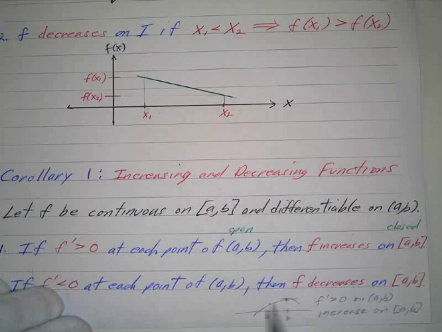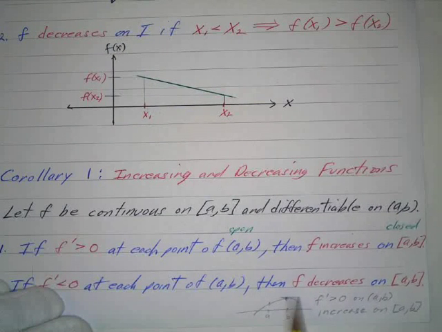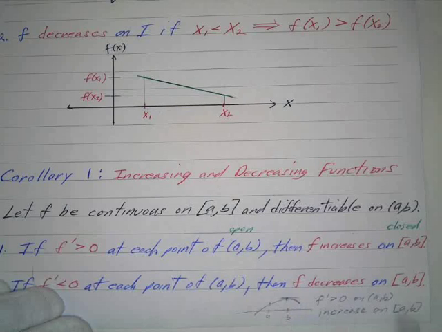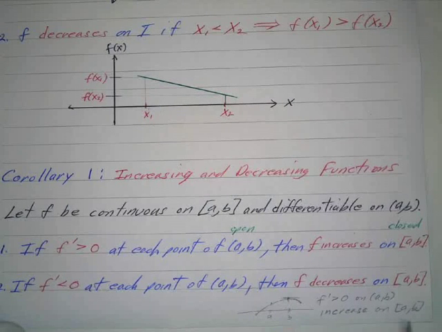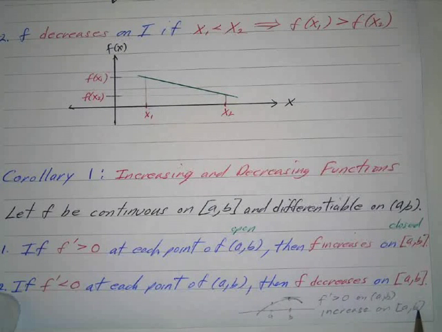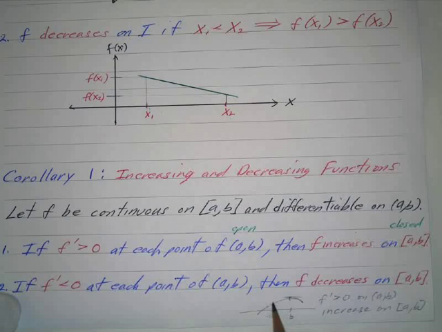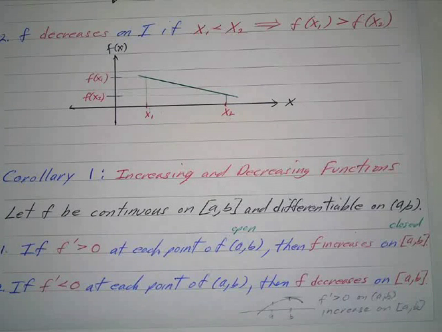In other words, we might have a situation where it's increasing, and then right at B, it's 0, and then it starts decreasing. So you can say, well, it's not really increasing at B. How can I say this? Well, this is a notation thing, all right? As long as the derivative is greater than 0 on the open interval, then we say it's increasing on the closed interval. So just keep that in mind.